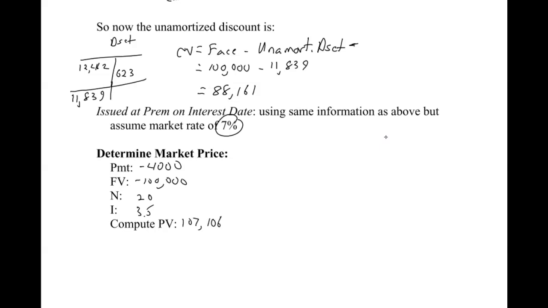So that makes my journal entry to record that. I'm still going to have my debit to cash, and remember, my debit to cash is always my issue price. Skip a space. Bonds payable is always face value. So you can see I'm off by 7,106, and that's going to be my premium on bonds payable. All right, so let's flip over to the next page real quick and finish this one out as well.